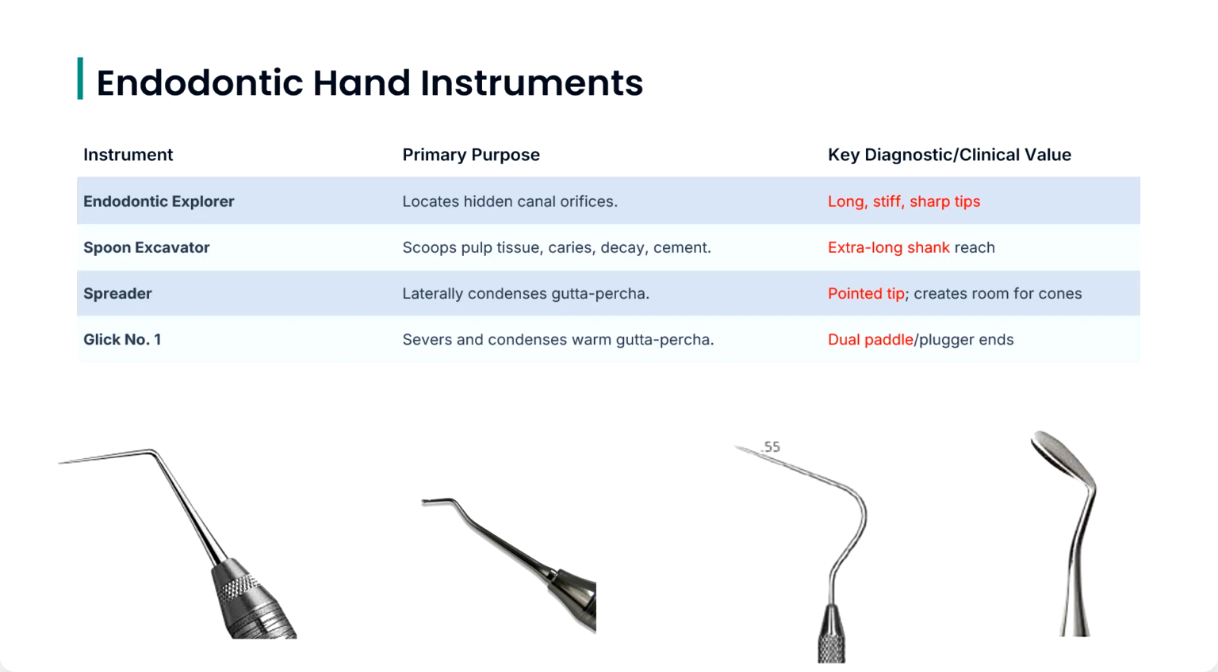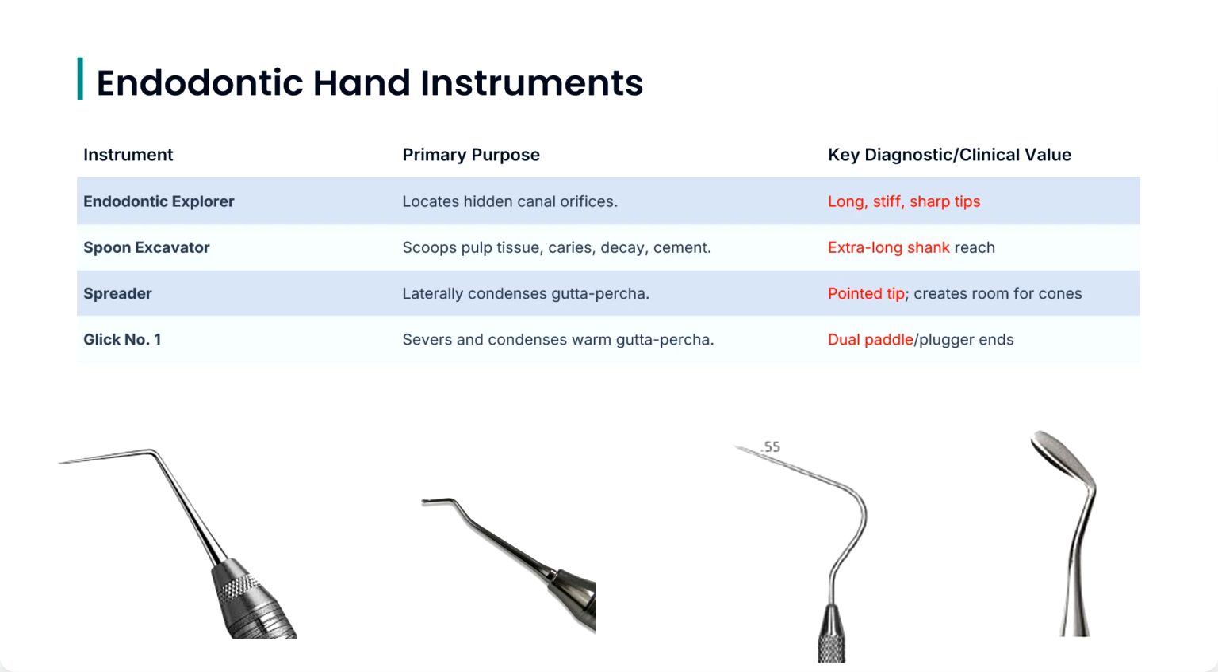These are your instruments. You don't need to write these, but you want to look at these pictures because it's an Endodontic Explorer, a spoon, a spreader, and then a glick. All right, so these are actually on your tray. So the Endodontic Explorer, that's the long, oh, that's the spreader. This is the Endo Explorer, right? That's our Endo Explorer. Then we need our Endo Spoon Excavator, which looks like a little tiny spoon. That's our second one up there.